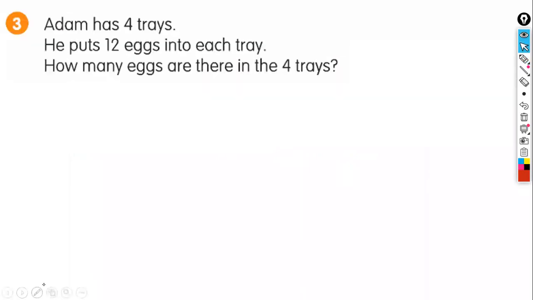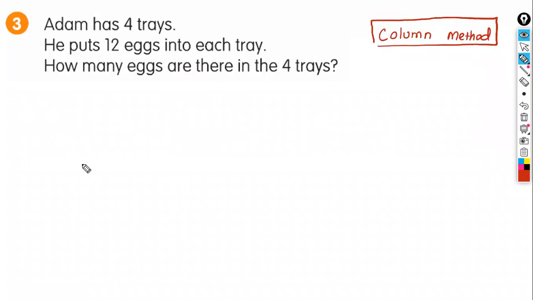Now there is also another way to multiply the two numbers together, and this method is called the column method. Now I will use this method to multiply the next numbers together.